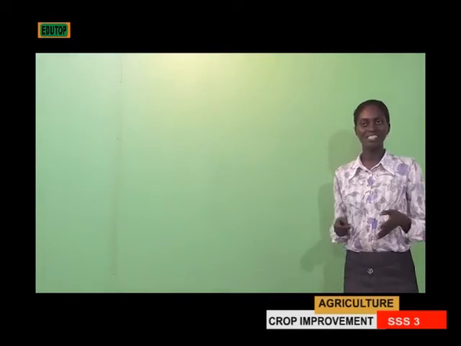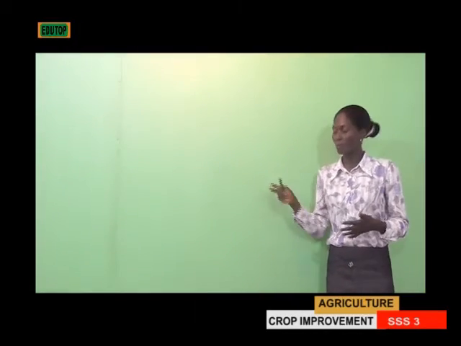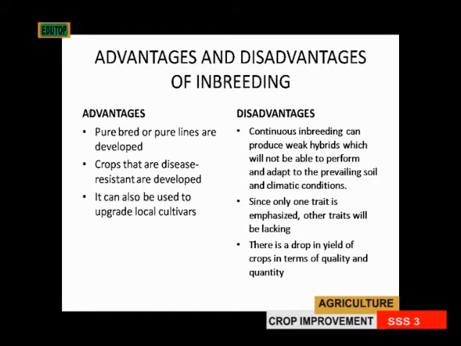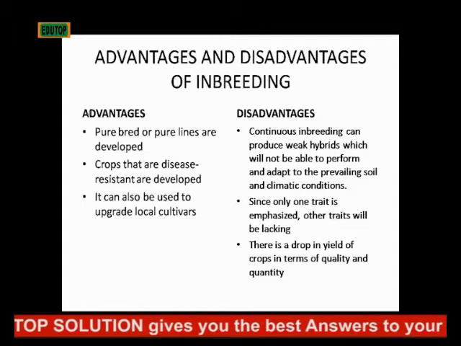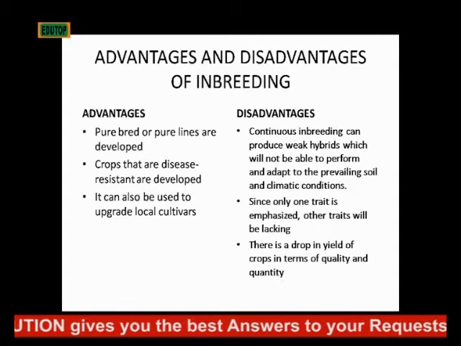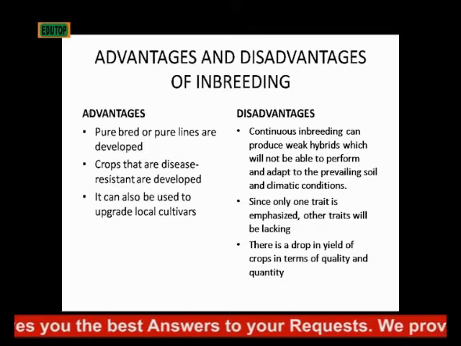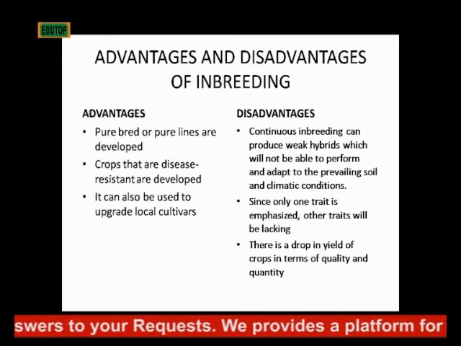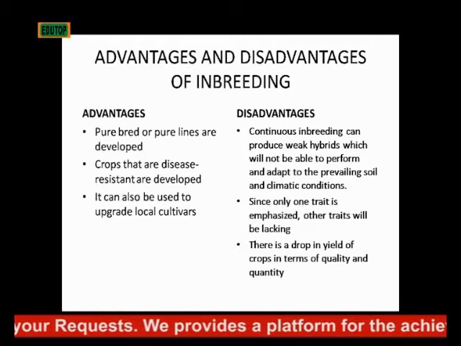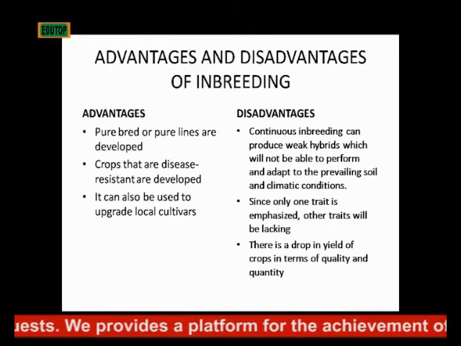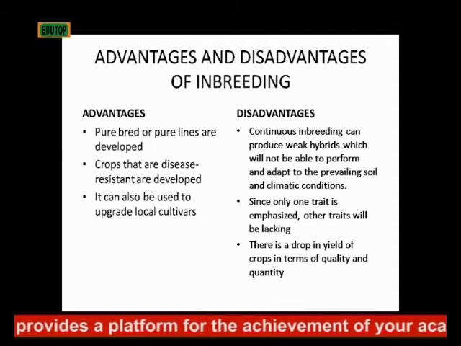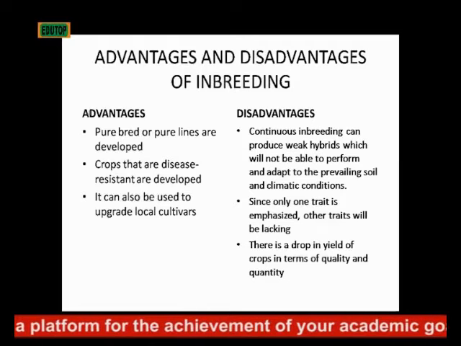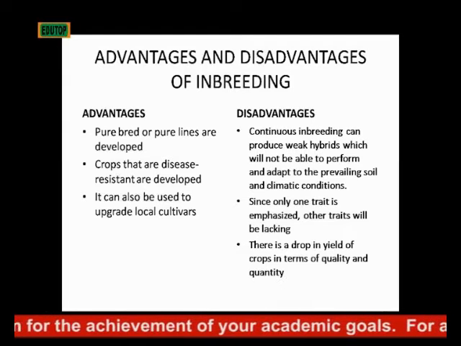The advantages and disadvantages of inbreeding. First, the advantages. Advantages of inbreeding include that purebred or pure lines are developed. Then another advantage is that crops that are disease resistant are developed. Then it can also be used to upgrade local cultivars. Those are the three advantages that we are highlighting under the inbreeding method.